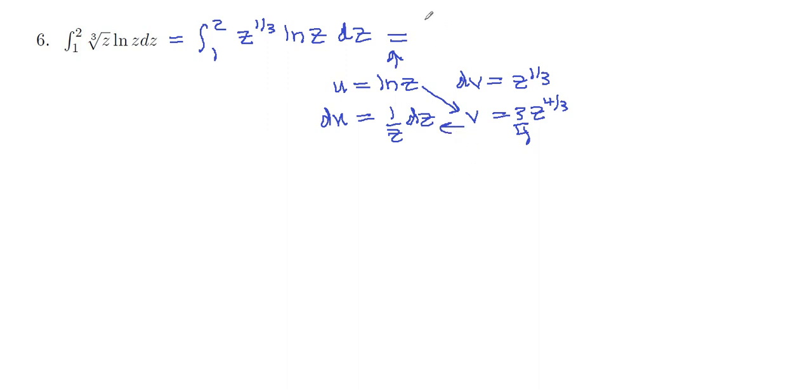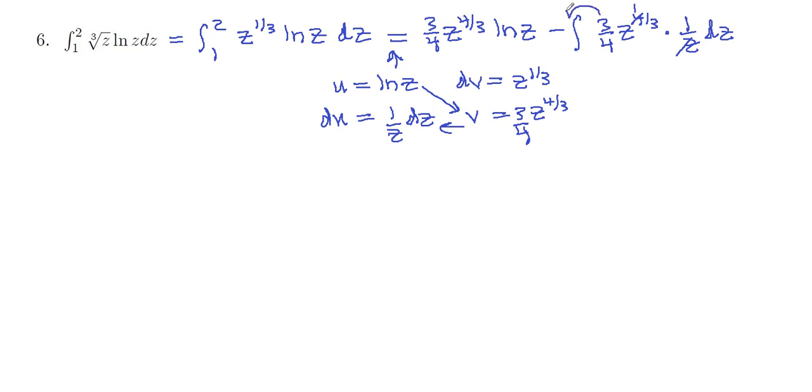So this will be 3/4 z to the 4/3 times ln of z minus integral of the product in that bottom row. So 3/4 z to the 4/3 times 1 over z dz. And then let's see, this z will cancel out 3/3, so that'll be back to 1/3. And then the 3/4 we can move outside. And then we can just do power rule.